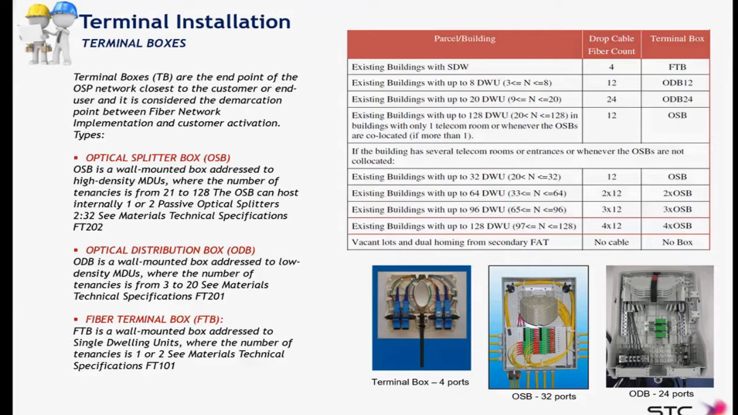Buildings with up to 32 dwelling units but higher than 20 make use of OSBs. But in this case, 1 OSB is enough because we have up to 32 dwelling units serviced by the OSB box. Last but not least, vacant lots and dual homing. Dual homing is the redundancy path provided to a parcel. Do not need to equip cable and terminal boxes.